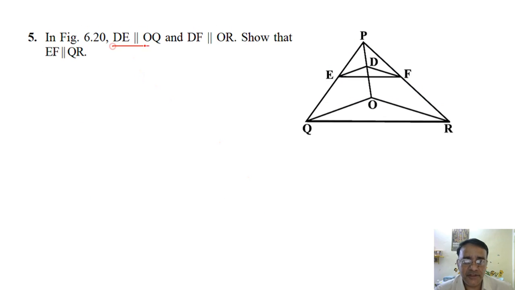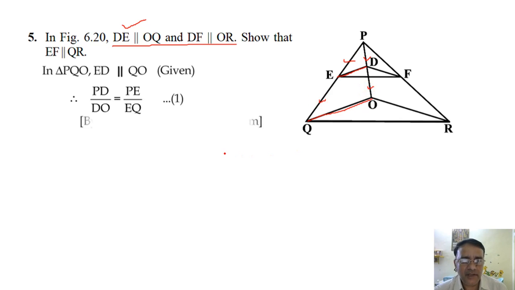Here also two sets of parallel lines are given and we have to identify which triangle it belongs to. So DE parallel to OQ belongs to which triangle? Triangle POQ. Right, triangle POQ. मैं उसको शेड कर रहा हूँ, ध्यान से देखो. This one. If you apply the basic proportionality theorem, what are we going to get? PE upon EQ is equals to PD upon DO. By basic proportionality theorem, let it be equation number 1.